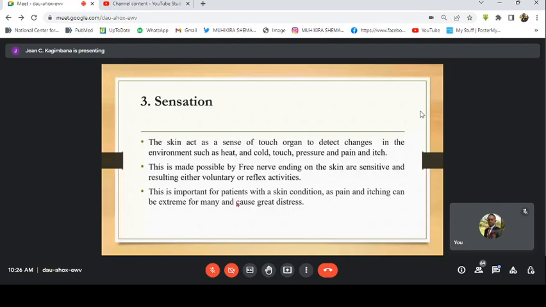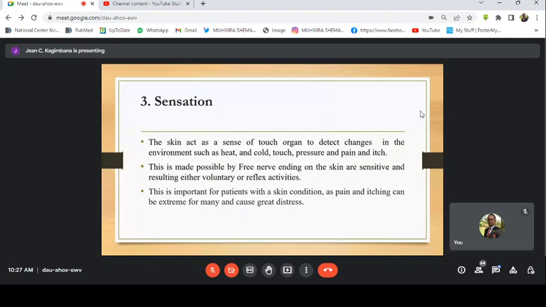This is important for patients with a skin condition, as pain and itching can be extreme for many and cause great stress, like in atopic dermatitis, where people cannot sleep because of permanent scratching.